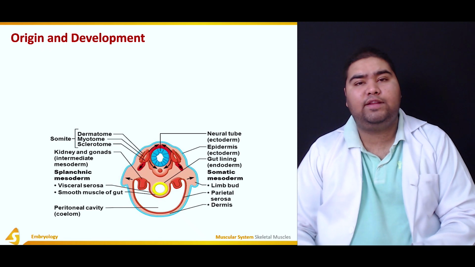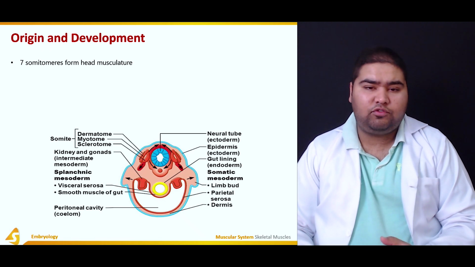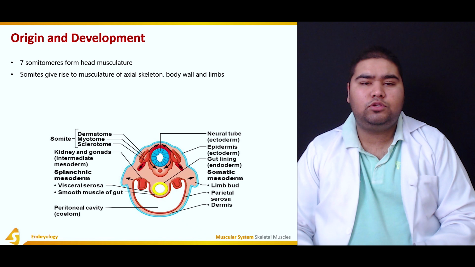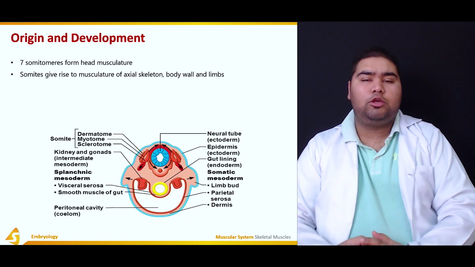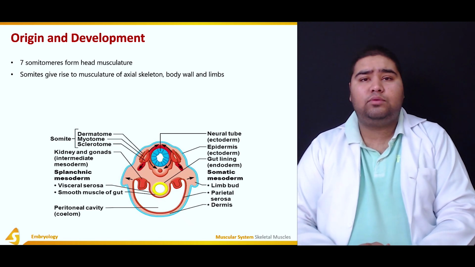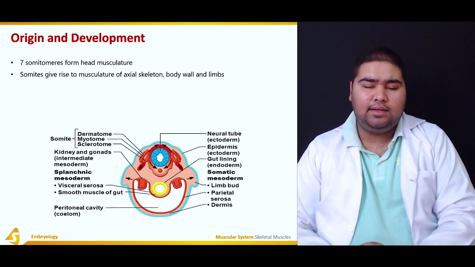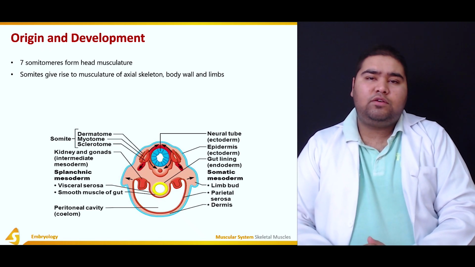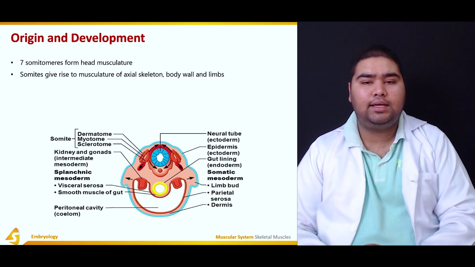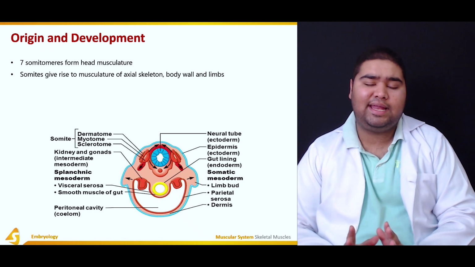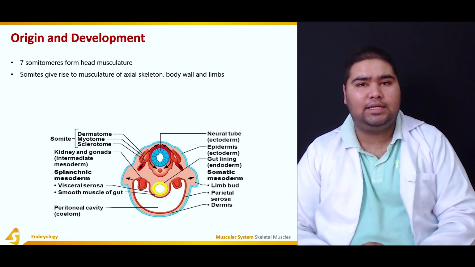So, taking origin and development in a little more detail, there are 7 somitomeres in the head which form the head musculature. Now, somites give rise to musculature of the axial skeleton, body wall, and limbs. You must remember what the axial skeleton was. The skeleton was initially divided into two groups, the axial and the appendicular skeleton. The appendicular skeleton is the skeleton of the appendages. It also includes the shoulder and the hip girdle. However, the axial skeleton is the remaining skeleton, the skeleton of the central body that includes the head, vertebral column, ribs, sternum, and vertebrae.